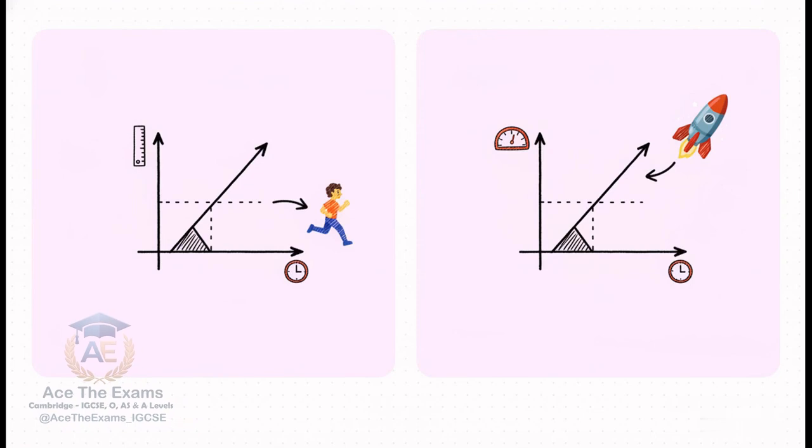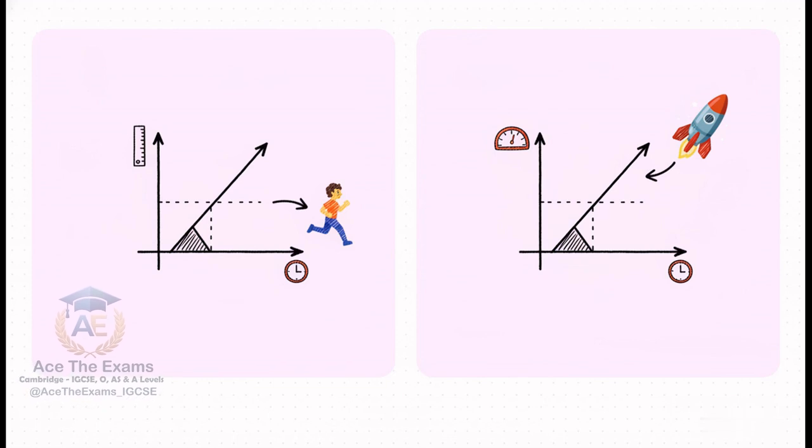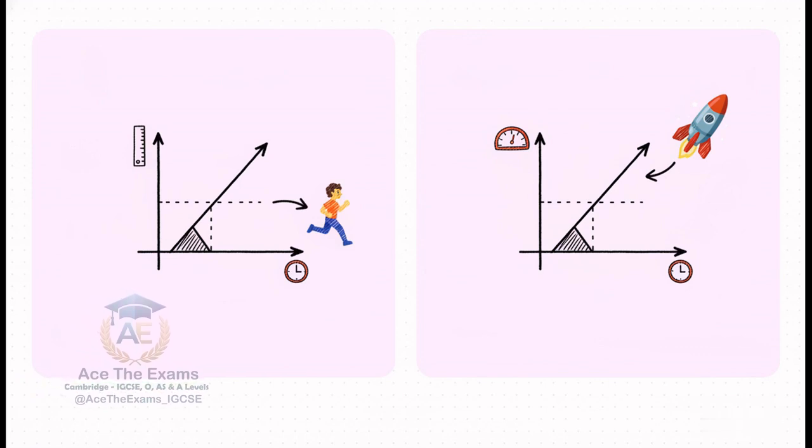But remember our core philosophy today. As physicists, we care about what that number actually represents in the real world. A gradient is never just a random number. It tells a physical story that depends entirely on your axes. And this is a massive trap that catches out so many students.